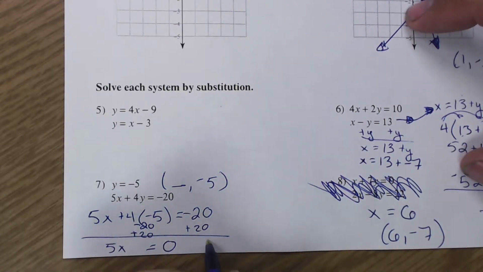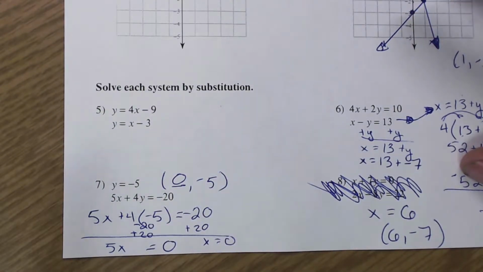Divide everything by 5, and I know x equals 0. Substitute that in now. Sweet. There's another one. I'm glad I slid this way.